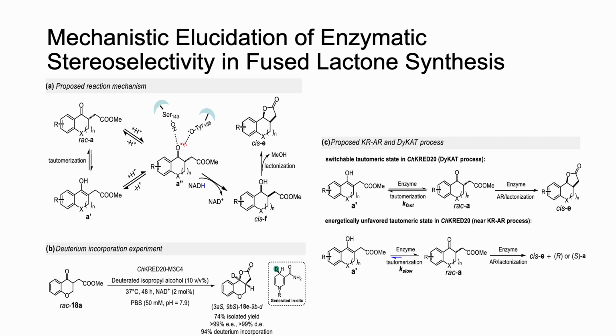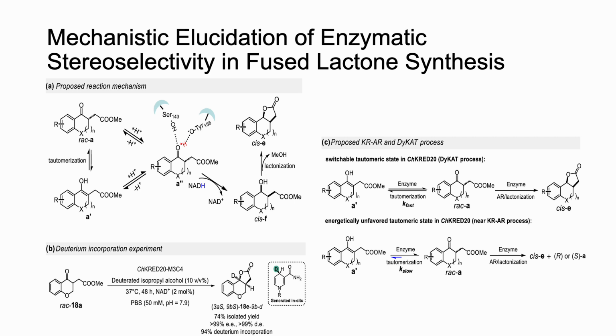And Figure B shows the deuterium labeling experiment performed by the authors using deuterated isopropanol with the substrate RAC 18, which after 40 hours of reaction catalyzed by the M333 mutant, produced the product 18E 9BD with deuterium labeling of up to 94%, while maintaining more than 99% enantiomer selectivity. This verifies that the hydrogen or deuterium is derived from NADPH, and that the reduction reaction pathway is valid.